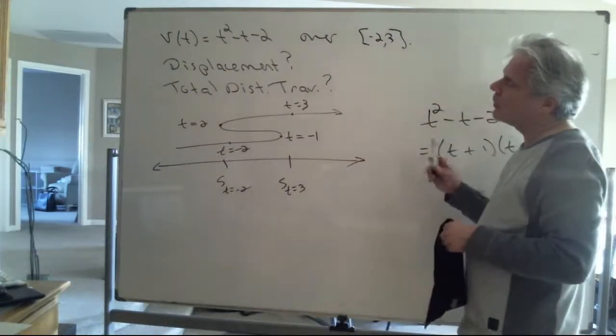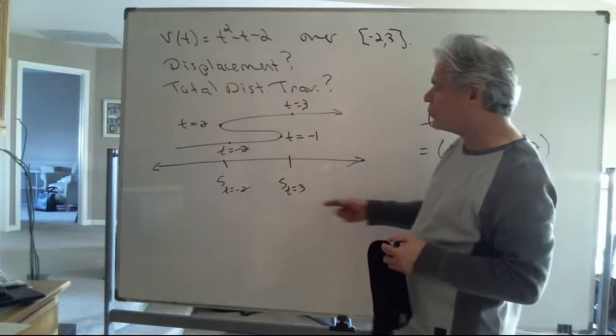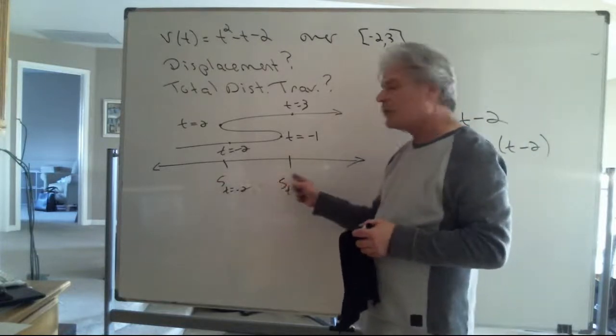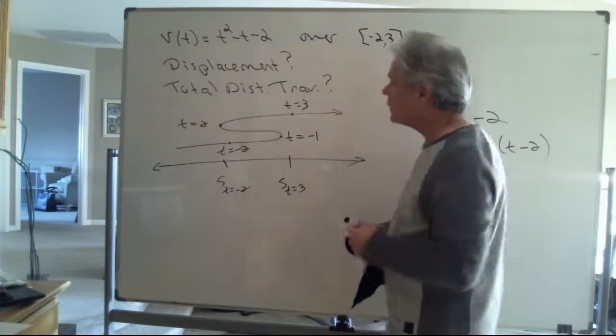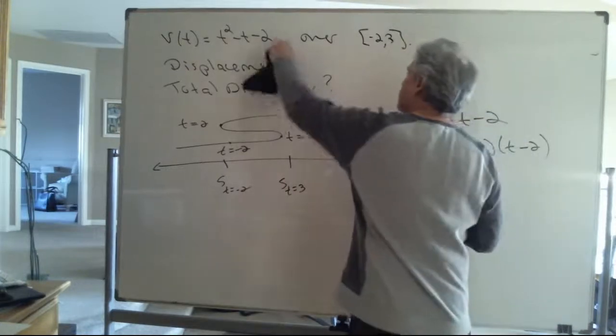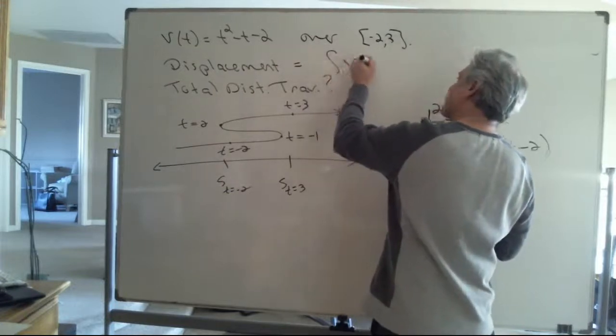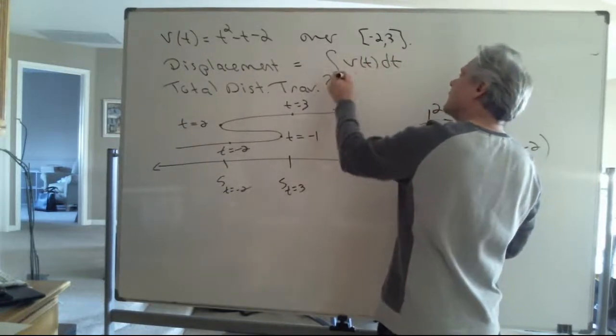Now, I want you to talk about displacement between t equals -2 and t equals 3. That would be the difference between these two positions. And so you merely get that displacement can be interpreted as the evaluation of the integral involving velocity with respect to time t from -2 to 3.